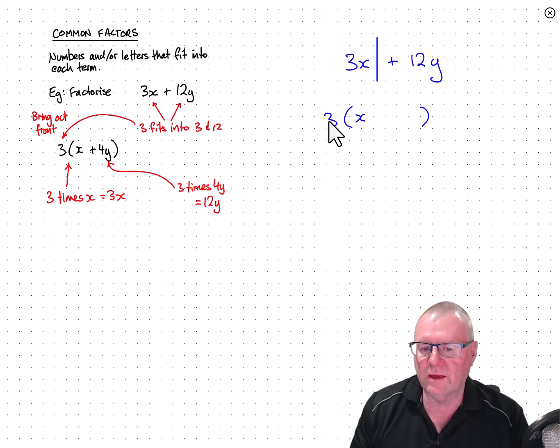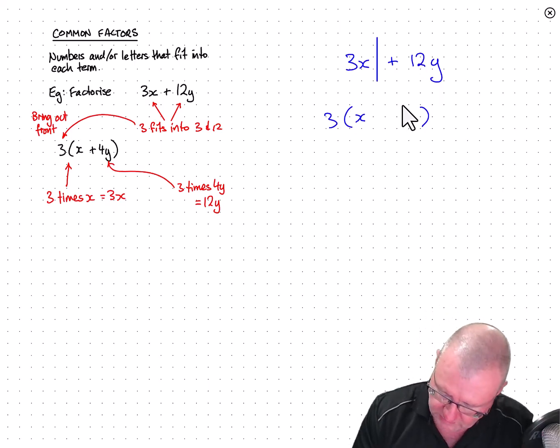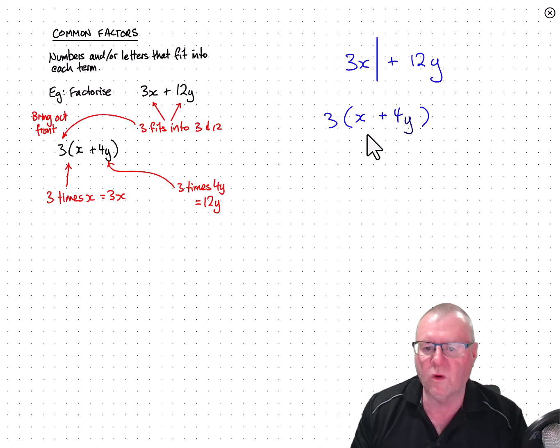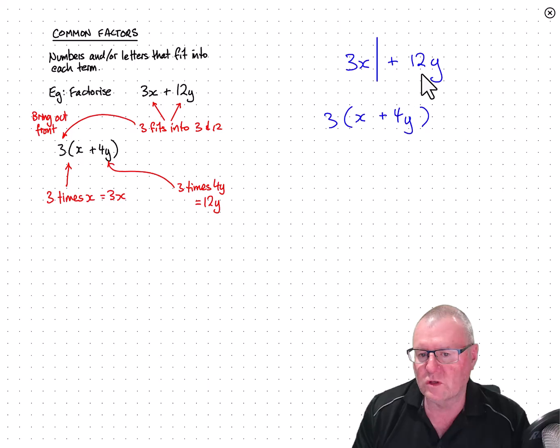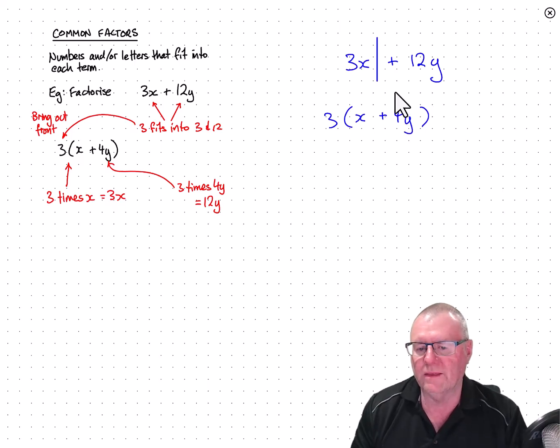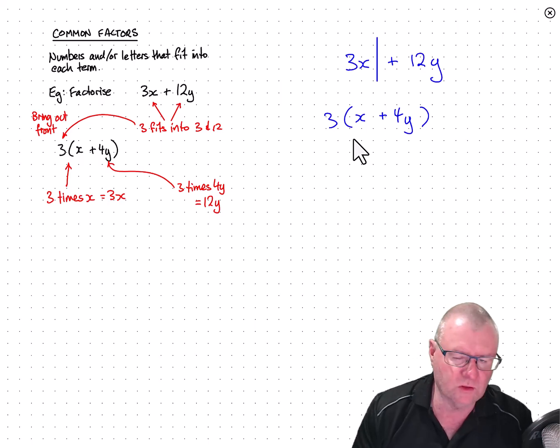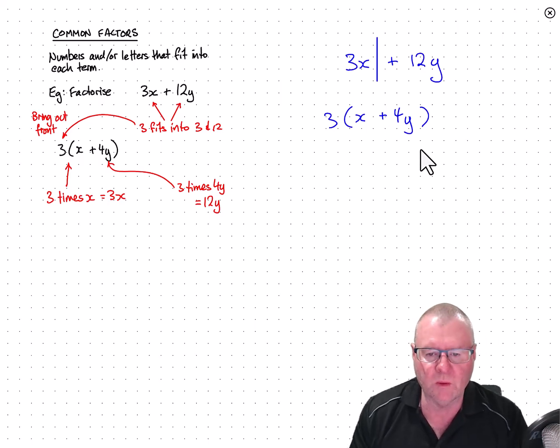What do I multiply 3 by to get back to 12? Well, 3 times 4 will get me to 12. That's going to be a positive 4. But there's also a y, because I'm trying to get to 12y. So 3 times 4 is 12. Don't forget the y. That's my common factor I've pulled out the front. Now, we'll talk about in another video why we might want to do this.